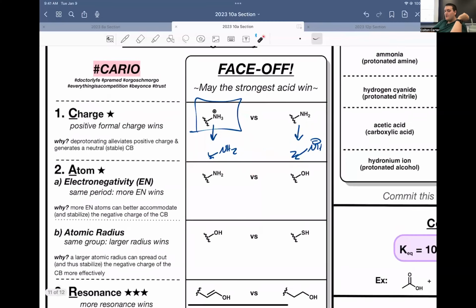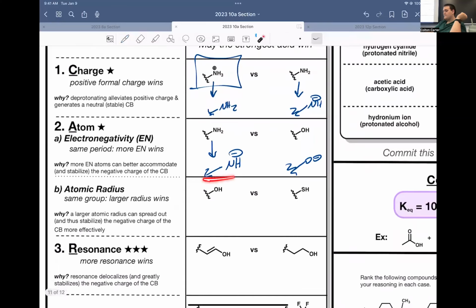Okay. So next one, let's draw the conjugate bases of each. So we have NH minus versus O minus. Which of these is going to be more stable, left or right? I'll ask again. Which is going to be more stable for these conjugate bases, left or right? Right. Why? More electronegative. Good. This one's more stable, so the OH is the better acid.